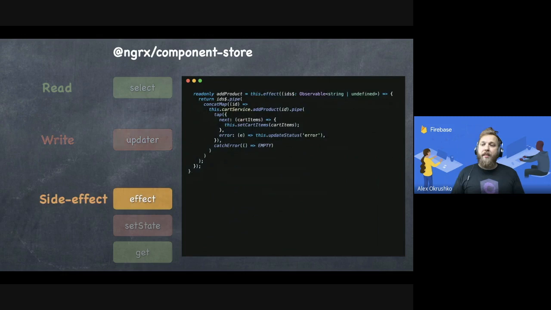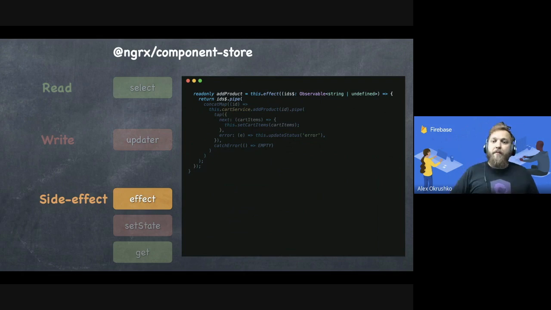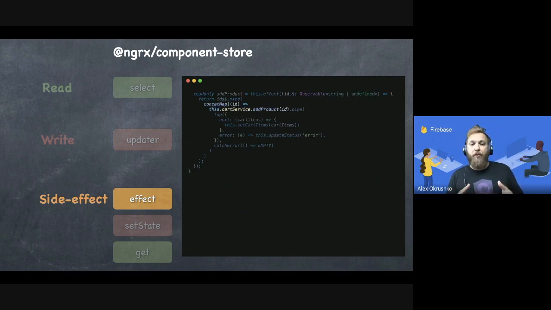And the final part, the most important part, I feel like, and the one that's typically overlooked with the service with the subject approach, is an effect. Let's break it down a little bit. So this one is the add product effect. And what it takes here is an observable of IDs. Why it takes an observable, we'll see in a second. But then it takes these IDs that are all being pushed into this effect. And here it can control that flow.